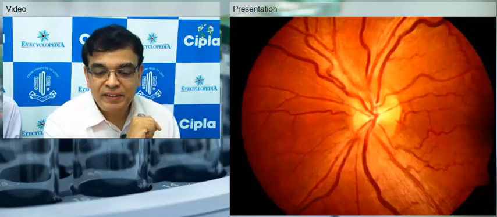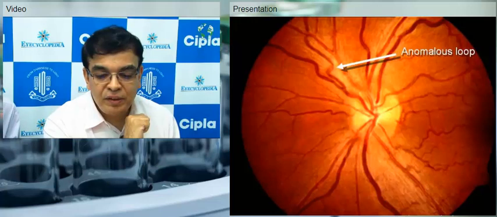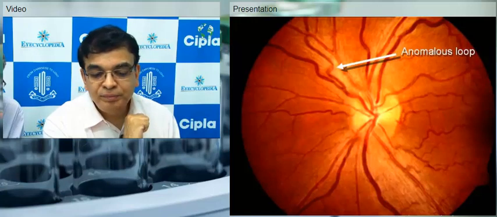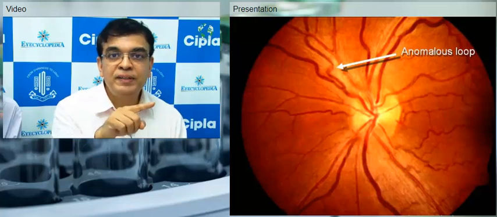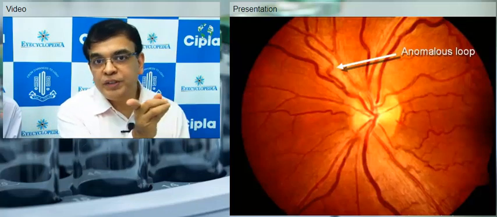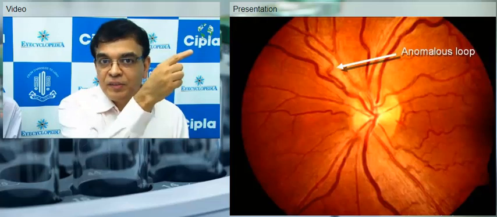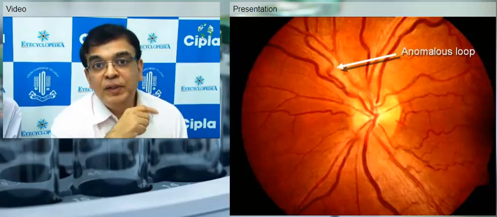That is one thing. What about this picture? I'd like you to look at one of the vessels on the top here. You can see that that particular vessel goes away from the disc, makes a loop towards the disc, and then travels out to the periphery. This is an anomalous loop.